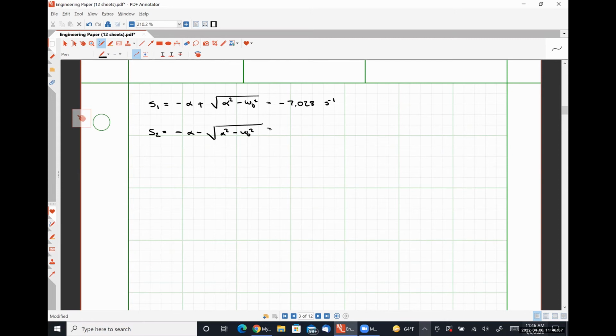And so for that number, I get negative 497.971 per second. And just as a reminder, I've stored this number as A in my calculator, and I've stored this number as B in, I say my calculator, Catherine's calculator, because she was nice enough to let me borrow one.